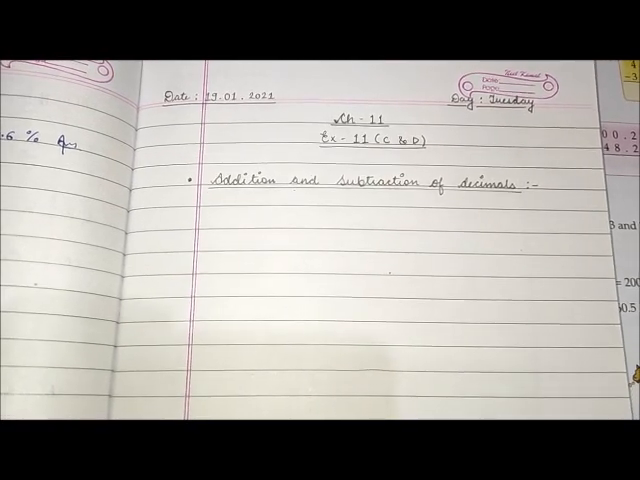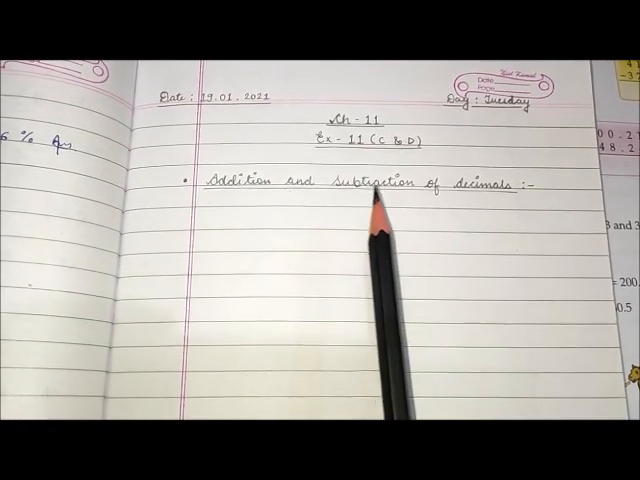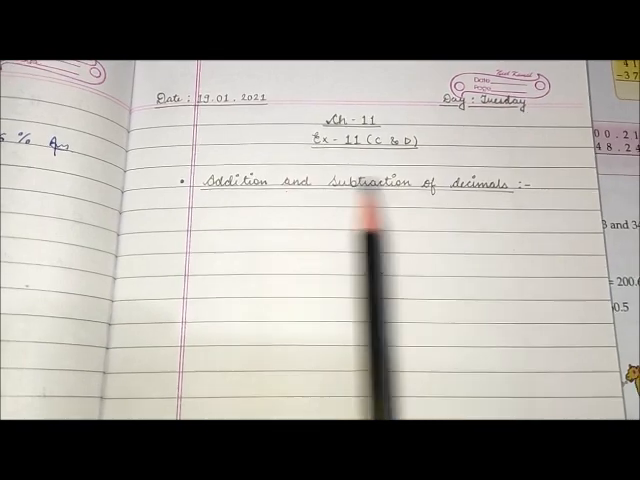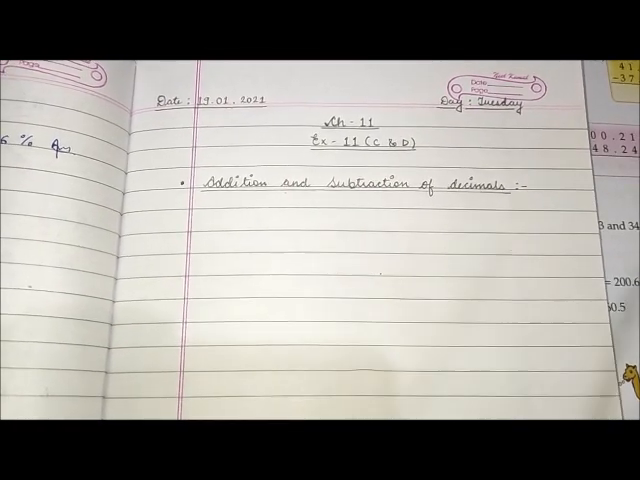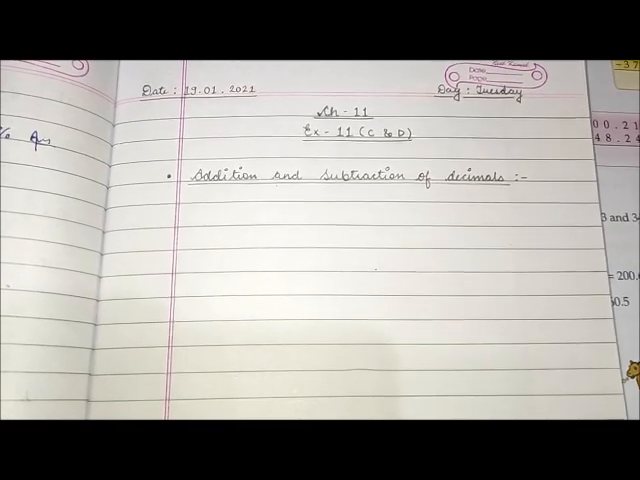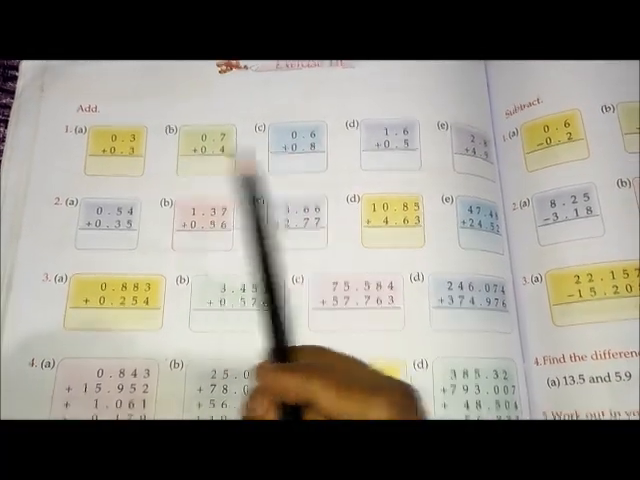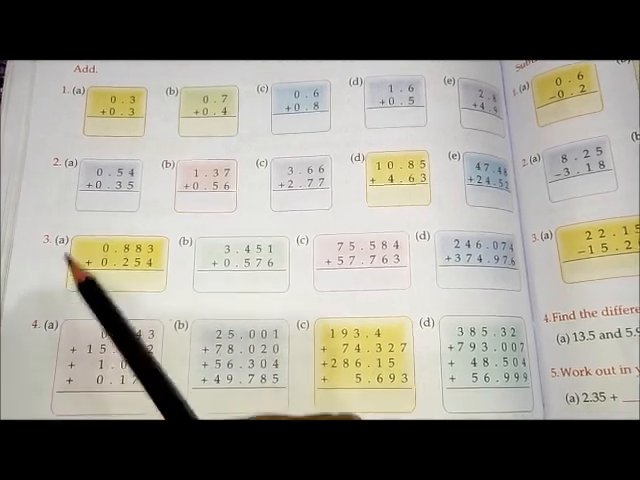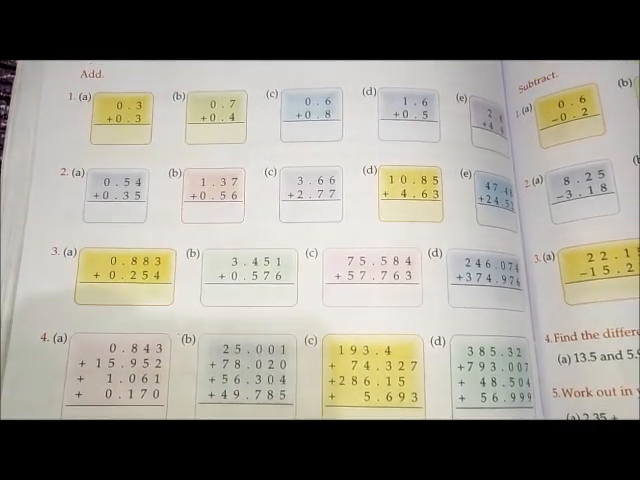Good morning, students. Today we are going to start exercise 11C and D, in which we are going to learn addition and subtraction of decimals. So let's start with exercise 11C. In exercise 11C, question number 1, 2, 3 and 4 you are going to do in your book only.